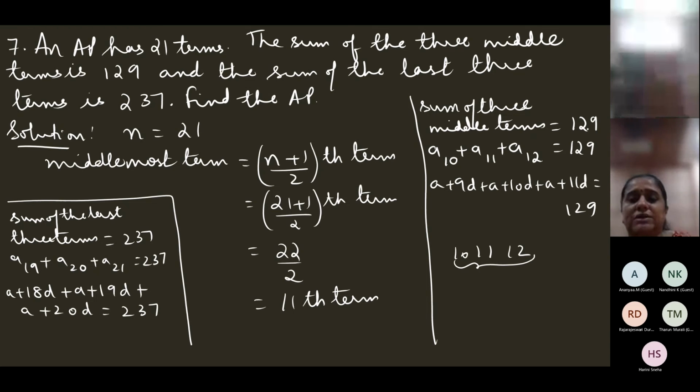The sum of the three middle terms is 129, so A10 plus A11 plus A12 is 129. From that you will get an equation in A and D. Then the sum of the last three terms is 237. The last three terms are 21, 20 and 19, so A19 plus A20 plus A21 is 237. From that you will get another equation in A and D. Solve these two equations, find the values of A and D, and hence find the AP. Take a picture, children.